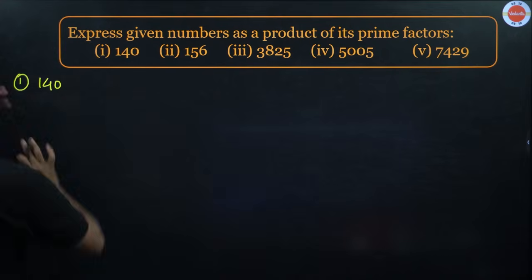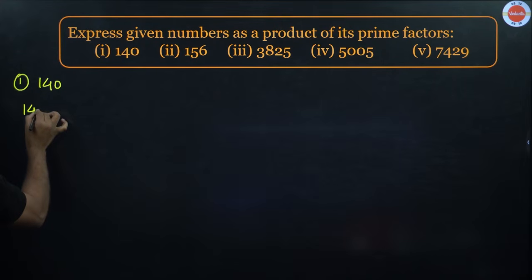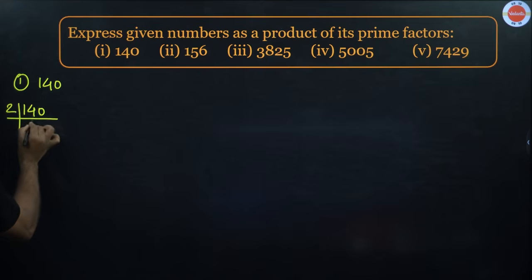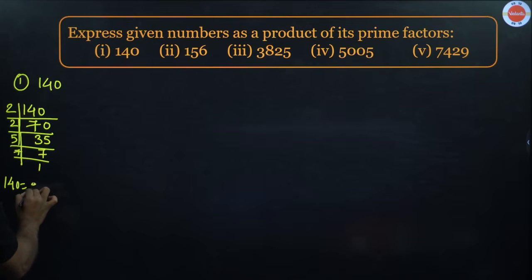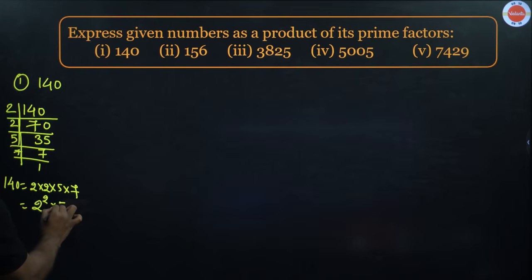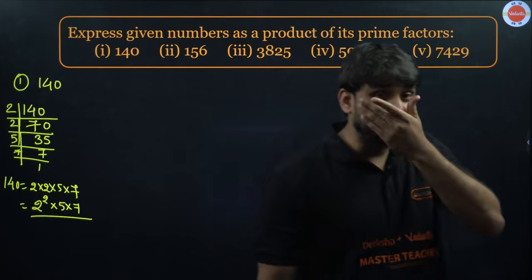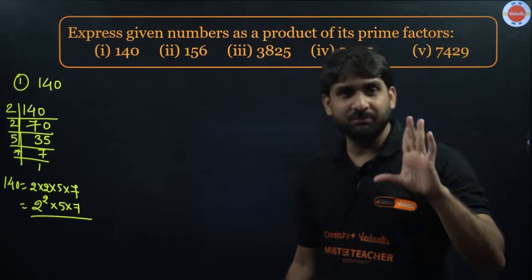By taking the LCM, you can show 140 in terms of its prime factors. So listen, solve. For 140, if we take LCM 2, 2 will cancel, 70 will come. Again 2 will cancel, 35 will come. Again by 5, 7 will come. By 7, 1 will come. So 140 can be written as 2 into 2 into 5 into 7, which can also be written as 2 square into 5 into 7. And this is the prime factorization of 140. I hope this is clear to you.